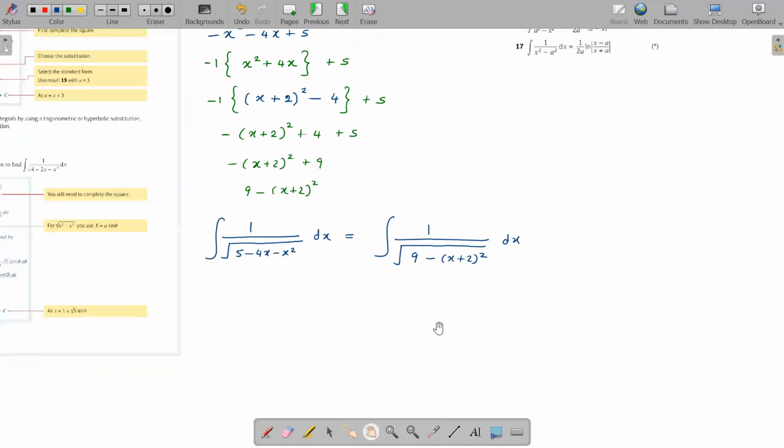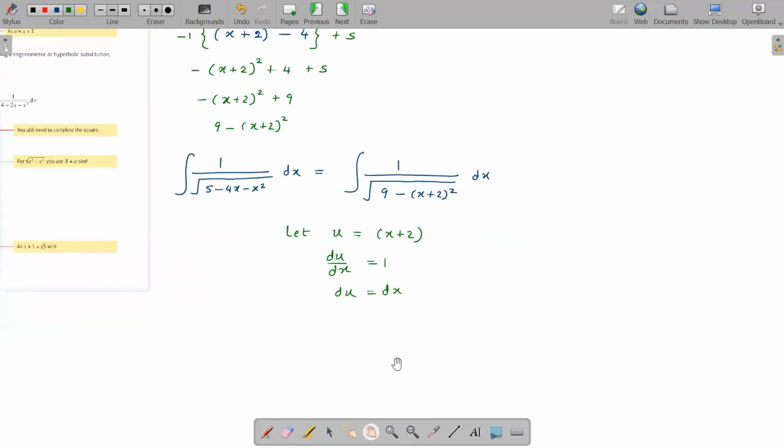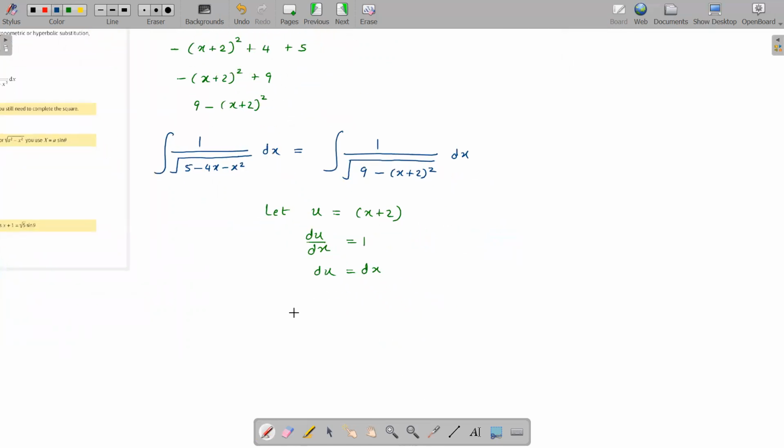So I'm going to say, let u be equal to what? The part that I need to have as a single variable here, right? So let u be x plus 2. U is x plus 2. Which means du by dx is equal to 1, because when you differentiate x, you get 1, right? Which means du is equal to dx. Are you with me?